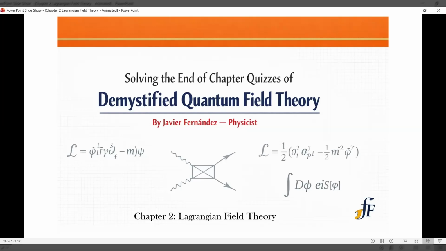And to finish the chapter, I would like to make contact with a very familiar object, the electromagnetic field tensor, which is a beautiful example of how all of this formalism comes together in a real physical theory. So let's get started with Lagrangian field theory.